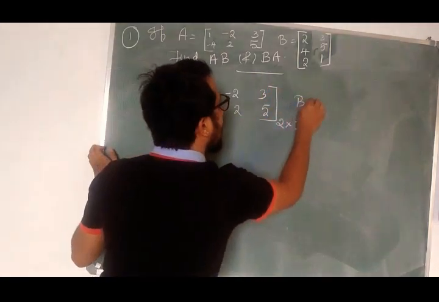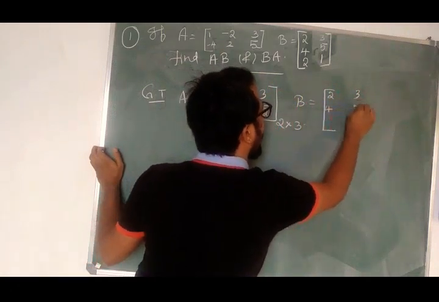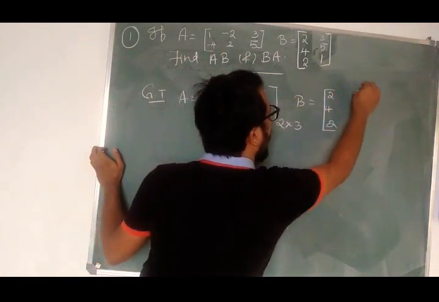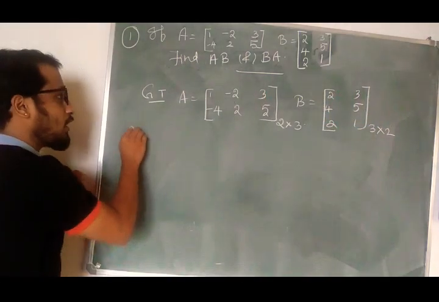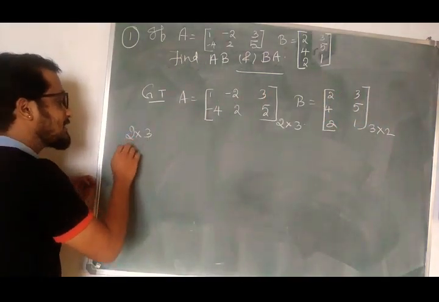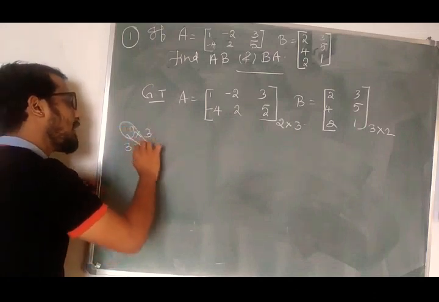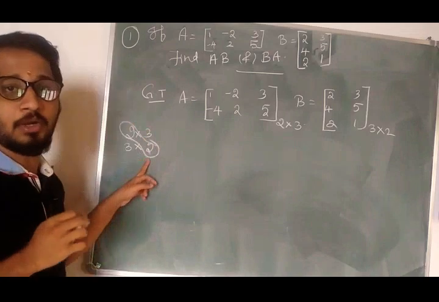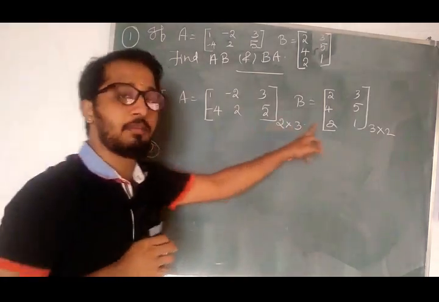Now, B matrix is [2, 3; 4, 5; 2, 1]. The order of this matrix is 3 by 2. First matrix of order 2 by 3, second matrix of order 3 by 2, then the resultant matrix is of order 2 by 2. That is the product of the two matrices A and B.